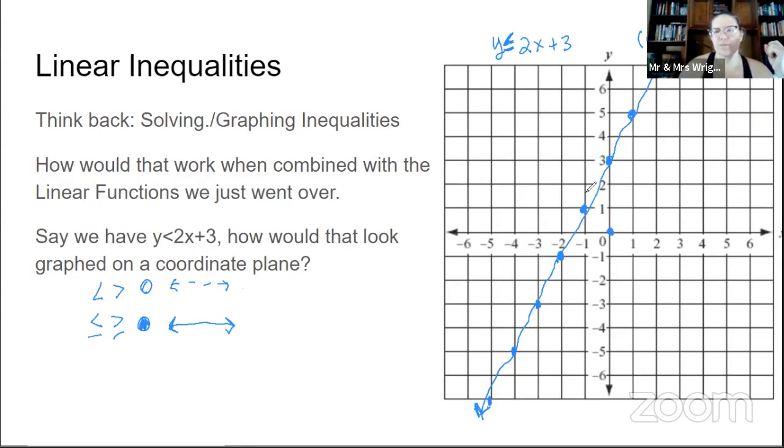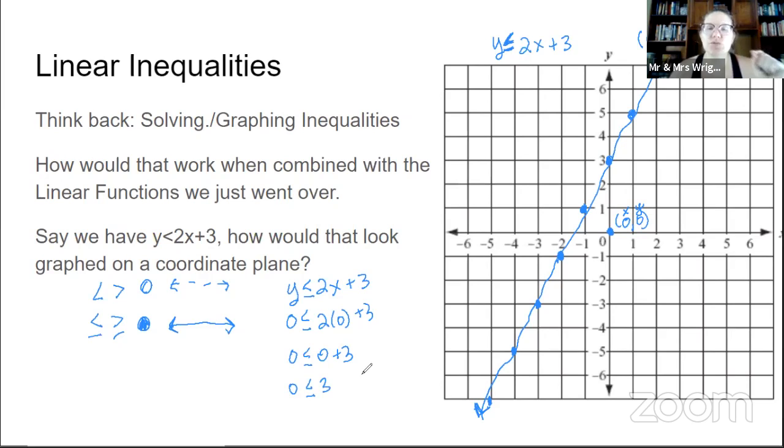That's the point 0, 0, right? So our X value is 0 and our Y value is 0. If I plug that in here, this is my equation, right? So I'm going to plug in 0 is less than or equal to 2 times 0 plus 3. Okay, 0 is less than or equal to 0 plus 3. 0 is less than or equal to 3.